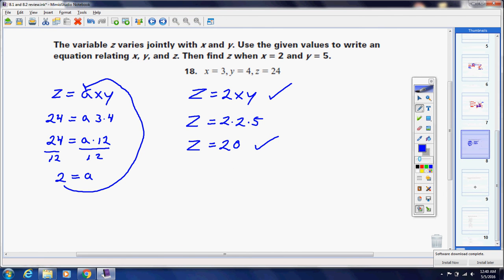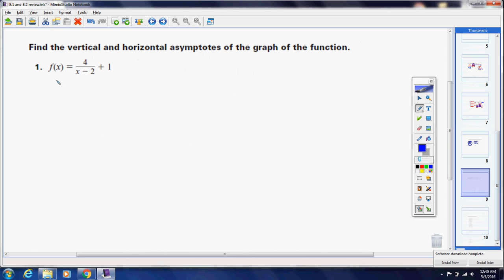All right, let's move on here. We're going to end up graphing a simple rational function here. We need to find the vertical and the horizontal asymptotes of the graph of the function.